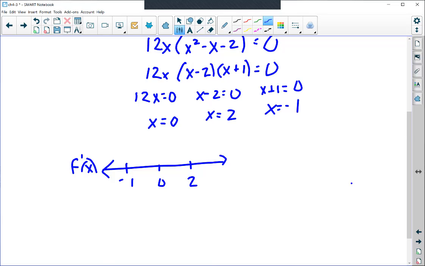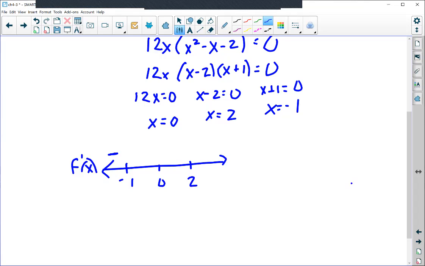So if I chose -2 and I plugged it in, 12 times -2 gives me an answer that is negative. -2 minus 2 gives me an answer that is negative. -2 plus 1 gives me an answer that is negative. So I have a negative times a negative times a negative. If I'm multiplying 3 negatives, my product is negative. And I would just mark it.